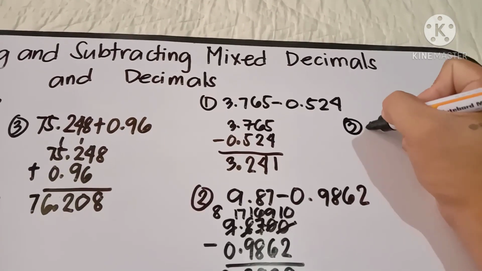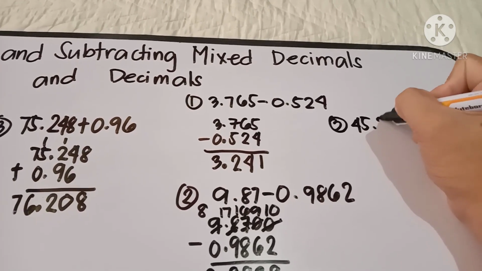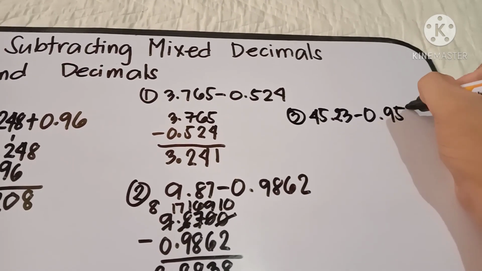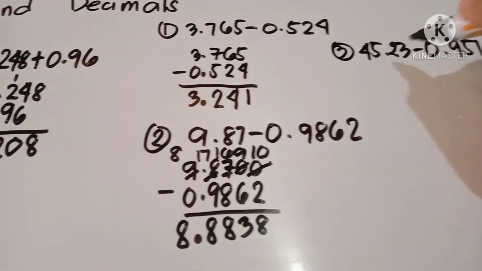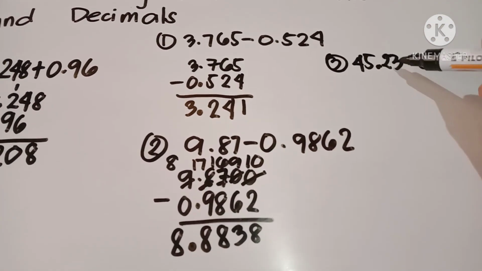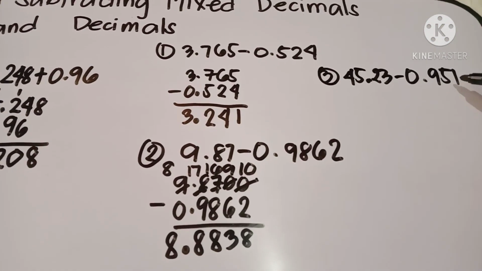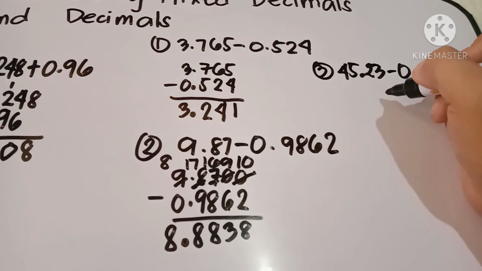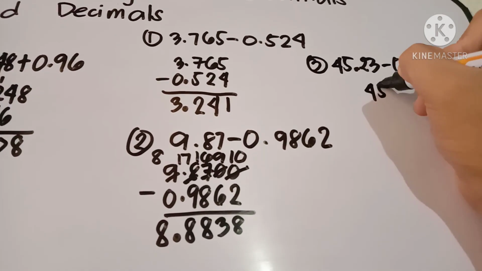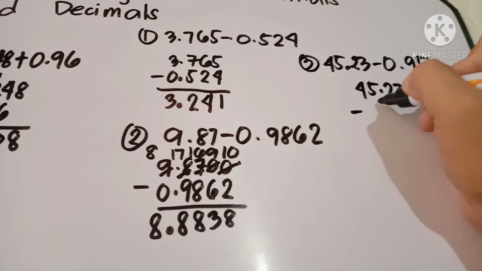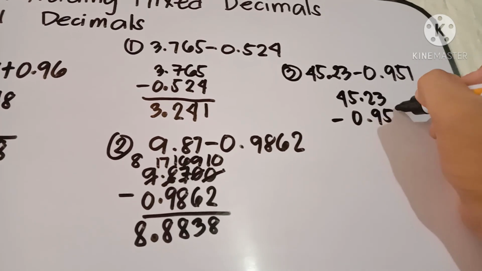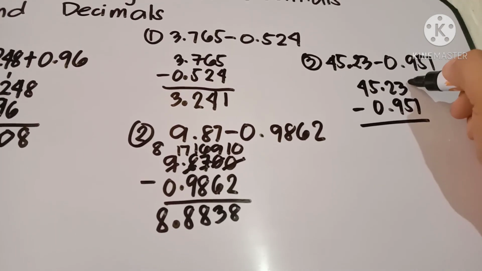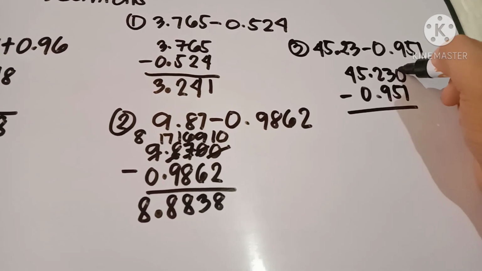Okay, so next, last example, let's try number 3: 45 and 23 hundredths minus 951 thousandths. Okay, again, 45 and 23 hundredths minus 951 thousandths. Okay, first thing to do is we are going to write the numbers or the given in column. So 45 and 23 hundredths minus 951 thousandths.